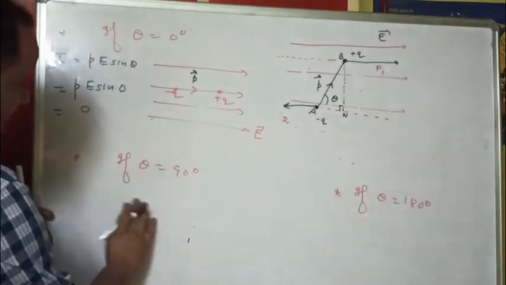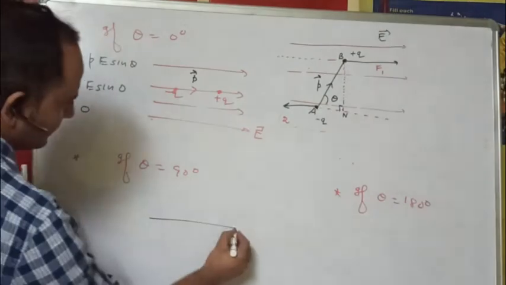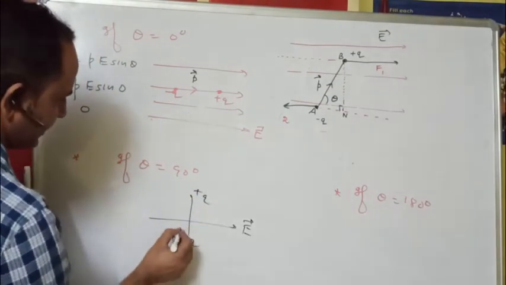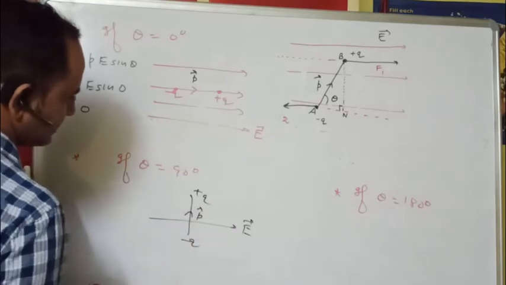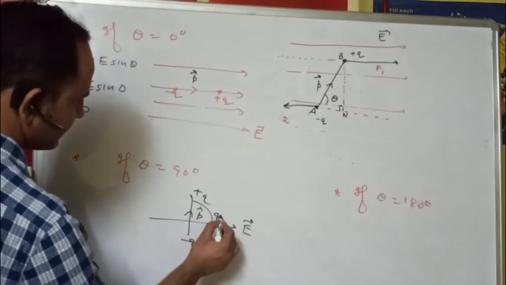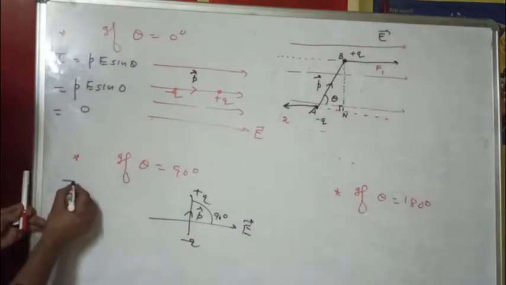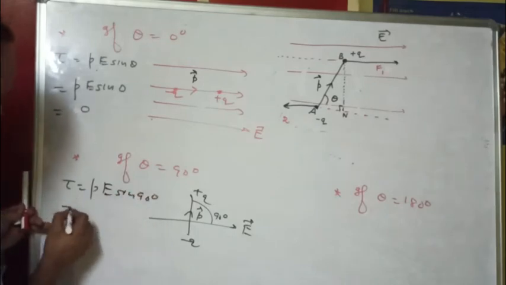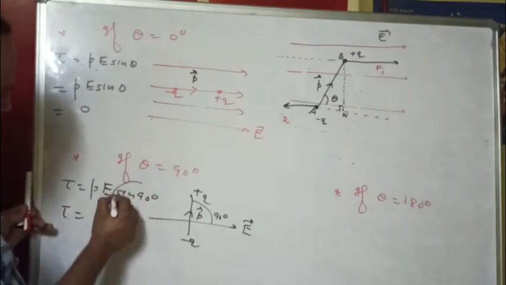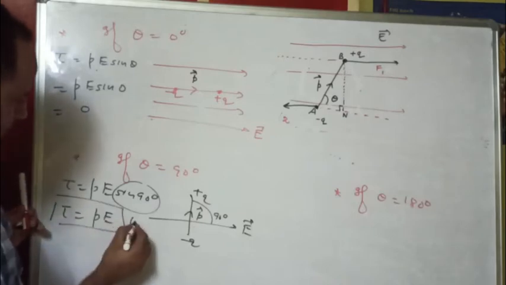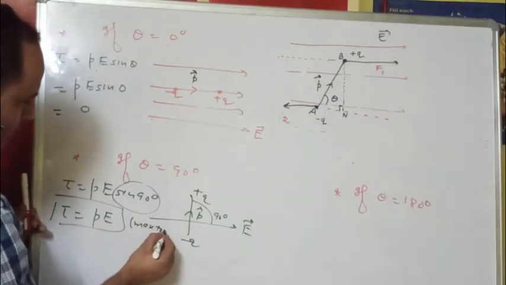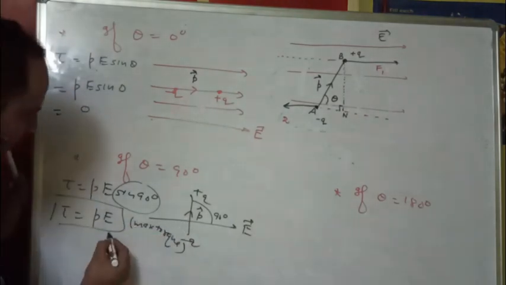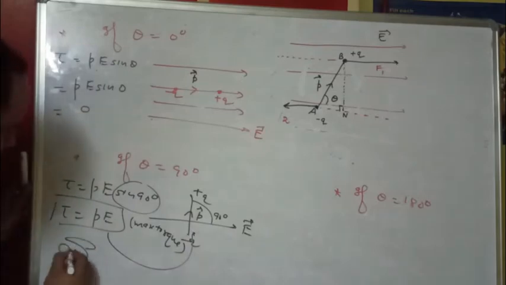And if theta is 90 degrees, in that case the field is in this direction, and minus q, plus q here. So the dipole moment is in this direction. This is the angle of 90 degrees. Okay, in that case how much will the torque be? By this formula, PE sine 90 degrees. So torque will be PE, because sine 90 is one. It is the maximum torque value. Okay. In this situation, the dipole is said to be in stable equilibrium.